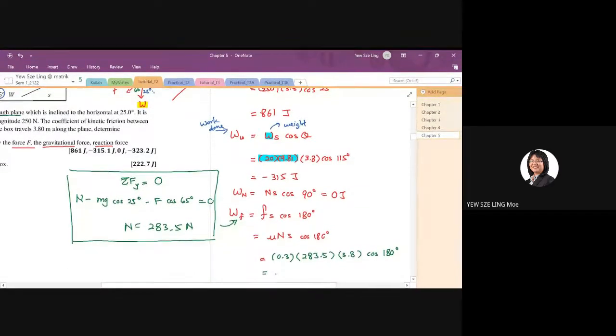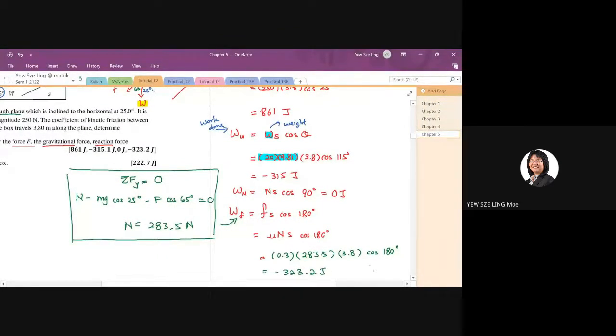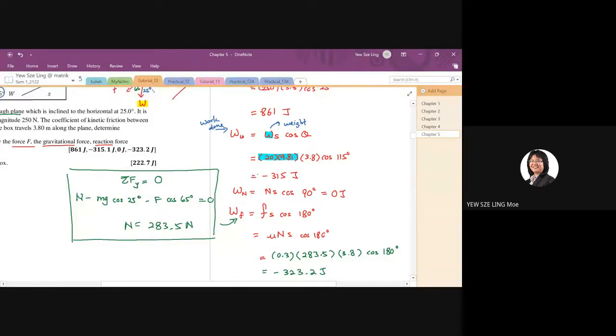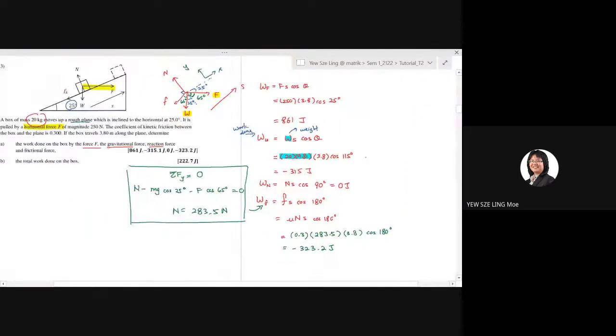So you're going to get negative 323.2 joule. Okay, so that is how you solve the first question, question A. Question B, I will leave it to you. Basically, you just add them up.